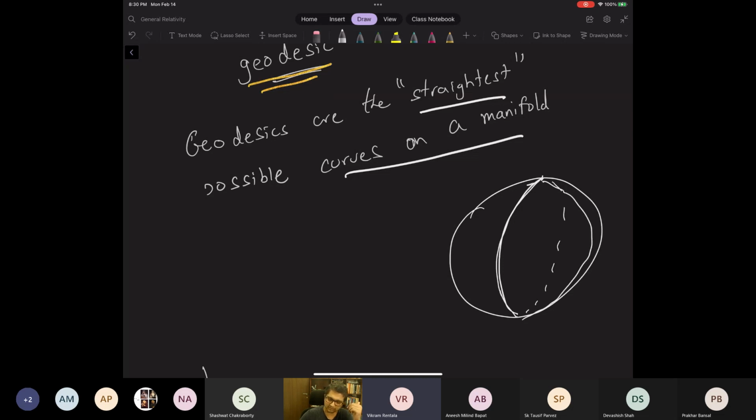Okay, so something like this. Something that wraps around the sphere with the largest possible circle. Something like the equator or any longitude, right? These are great circles. These are the straightest possible lines that you can have.